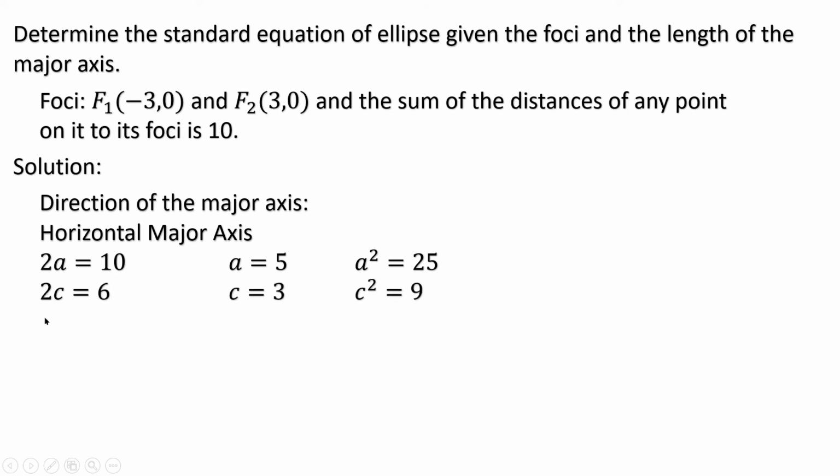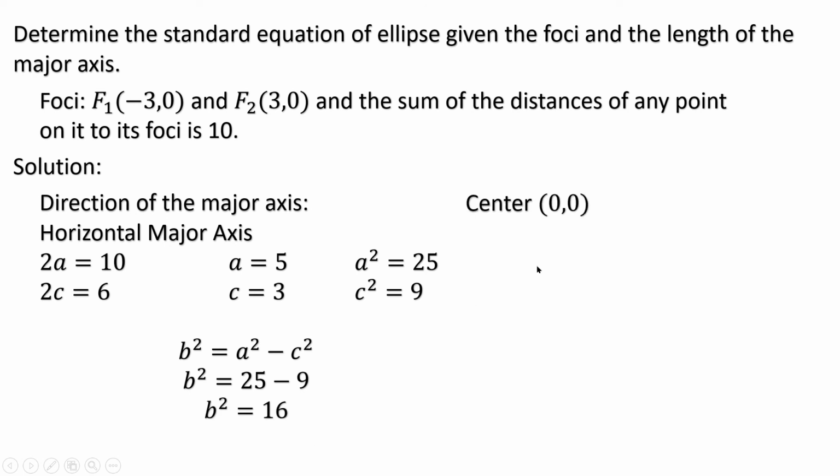And 2c. Where did we get our 2c? That is the distance between the two foci. So 2c is equal to 6, from -3 to 3 is 6. So c is equal to 3 and c squared is equal to 9. So b squared equals a squared minus c squared, so we have 25 minus 9, and b squared is equal to 16. Now we have our center at (0, 0).